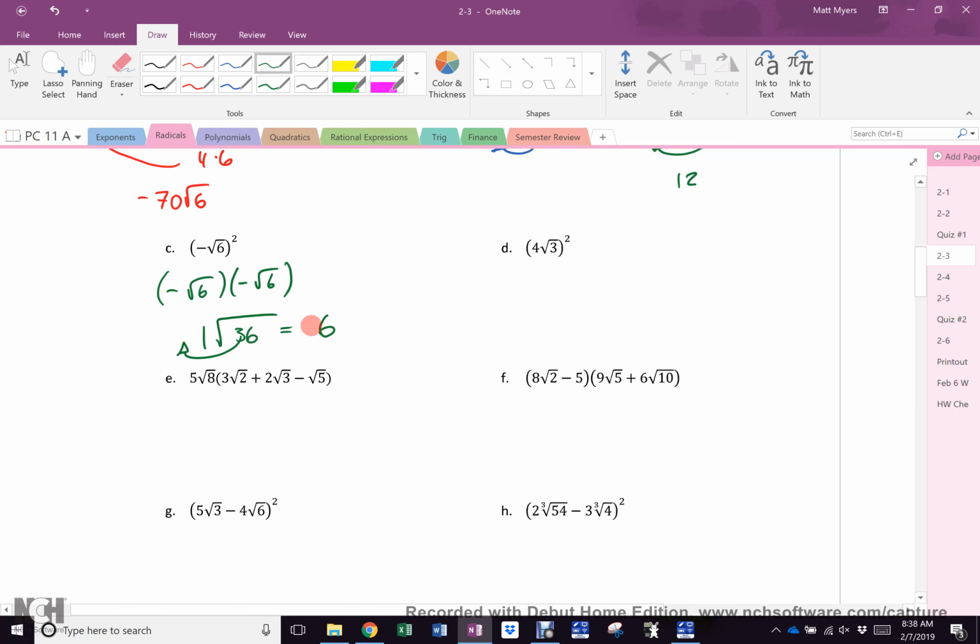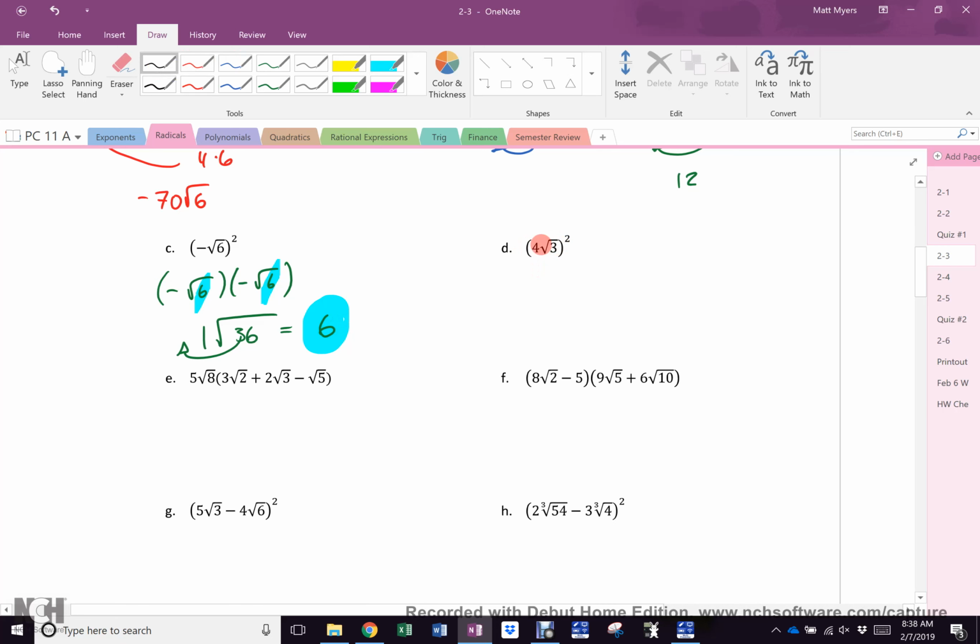Now that should have already shown you that if you take a radicand and you square it, what do you get? You get the radicand back. And that makes sense, yes? 2 times 2 is 4. The square root of 4 is 2. So the square root of 2 times the square root of 2 is 2.